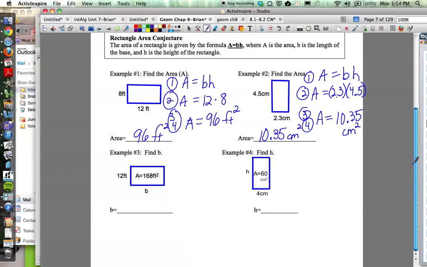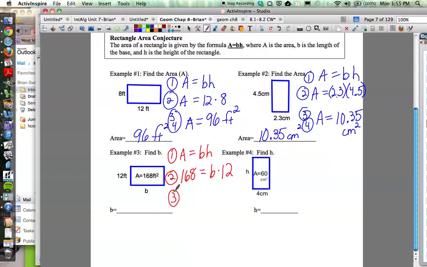Example number 3 is like some of the problems that we have done where we need to work our way backwards, kind of like in the last unit with arc length, where you had to solve for, say, the radius or the diameter. In this case, we are given the area, and we have to find the base. So area is equal to base times height. Step 2, plug in your numbers. We have 168 as our area, 168 square feet, and then we have our height, but we don't have our base. So base times 12 feet is what we have.